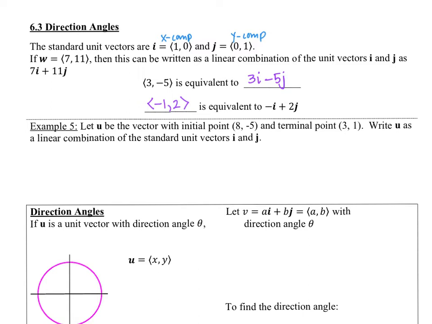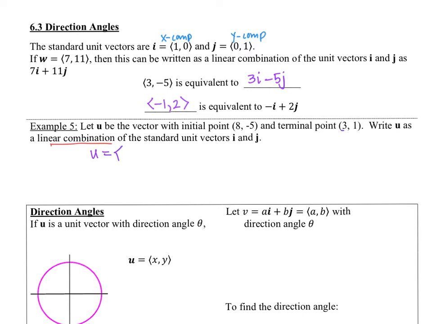So for example 5, it says, let u be the vector with initial point (8, -5) and terminal point (3, 1). Write u as a linear combination of the standard unit vectors i and j. So they want me to find component form, but they want to express it in terms of i and j. So just like we did previously, I'm going to do it in component form first and then switch it. You don't have to do this. I really prefer component form.